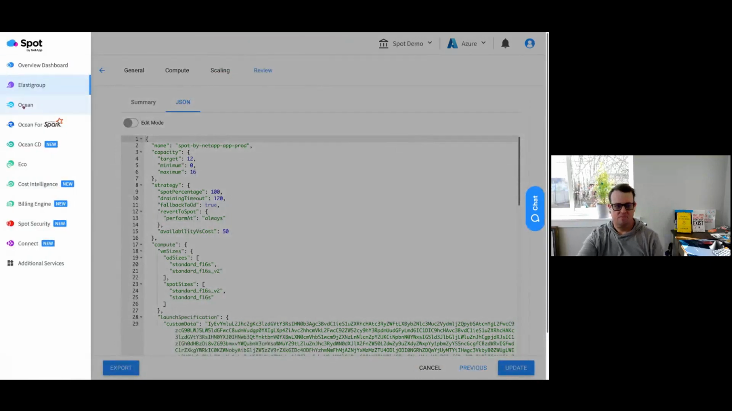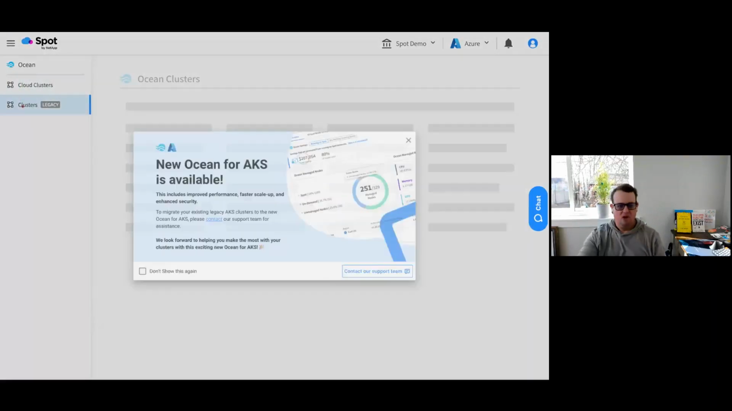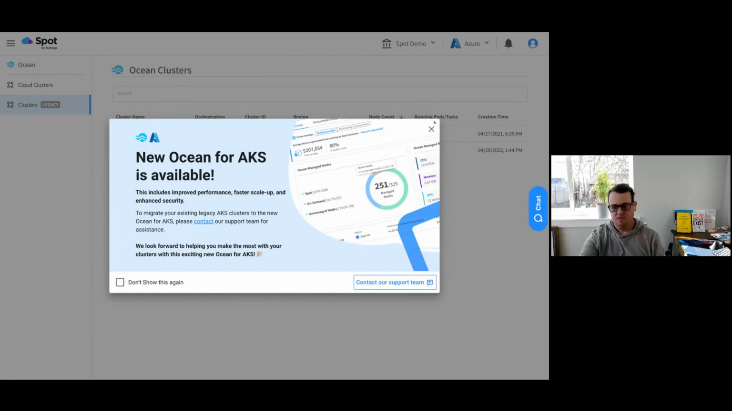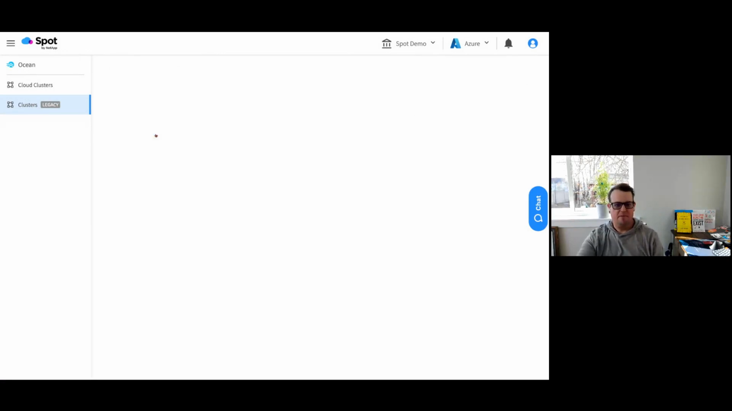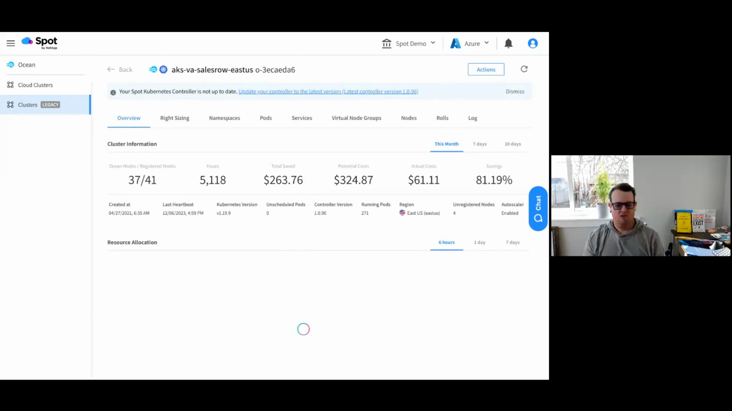So that's the virtual machine. As we go into Ocean, in case you didn't know, new Ocean for AKS is available. Ocean is our Kubernetes optimization tool, which takes the best of Elastic Group, but applies it to your Azure Kubernetes clusters. So again, we can see here that we are using 37 nodes out of 41 for 5,000 hours. We've saved $263. We would have spent $324, but we've only spent $61 and we're saving 80%.